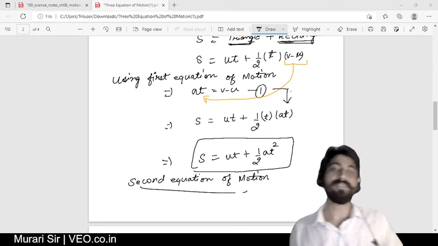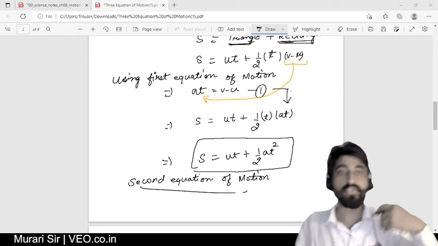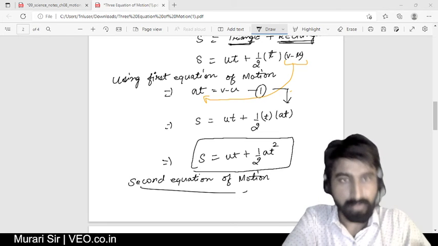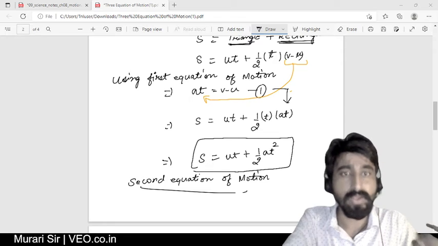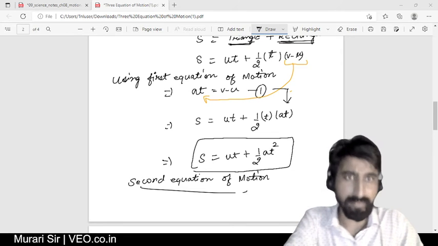Right, so it is easy. What is the use of this equation? If you are asked to calculate the displacement, you can solve it with the help of the graph. You can solve it with the help of this equation also. And how the equation came, that I've told you with the help of the graph. Perfect.